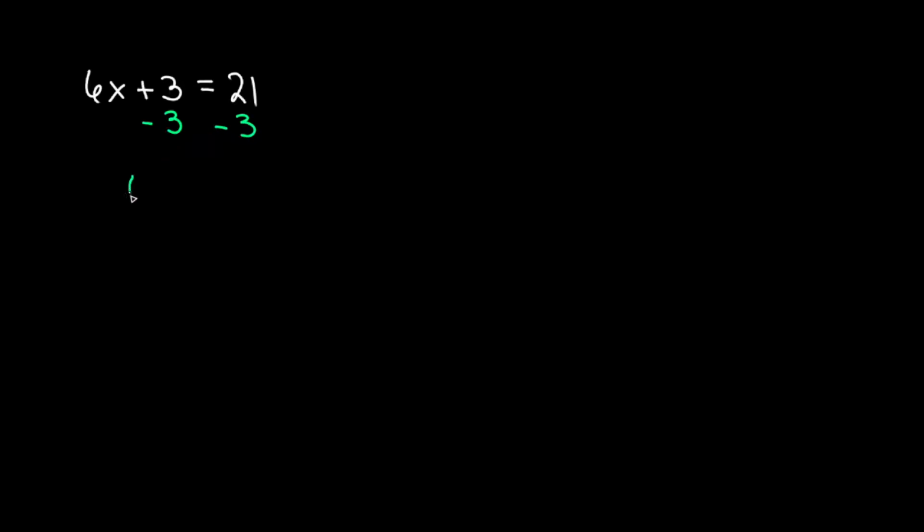So now we just are left with 6x on the left side and 21 minus 3 on the right side, which is 18. So these got rid of each other. Now to get x by itself, since this is 6 multiplied by x, we just divide the 6 out. These 6's cancel, and we're left with x equals 18 divided by 6, which is 3.